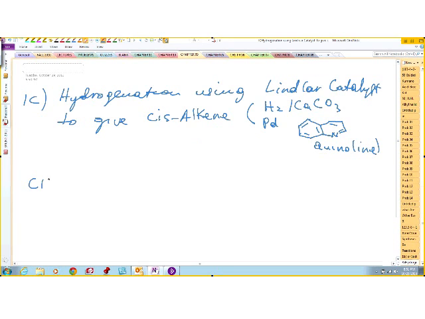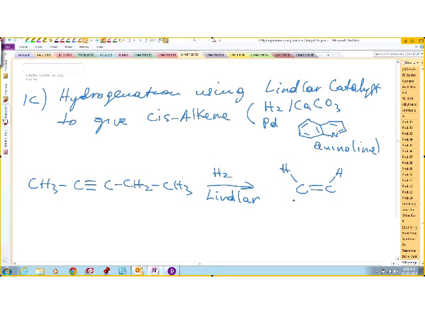So therefore, if I give you that same molecule that we used in the last reaction with the lithium and ammonia, the same starting material, and I use Lindlar, what do I expect to get? A cis-alkene. This is also a stereospecific reaction.